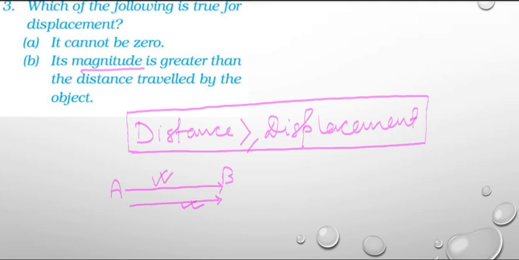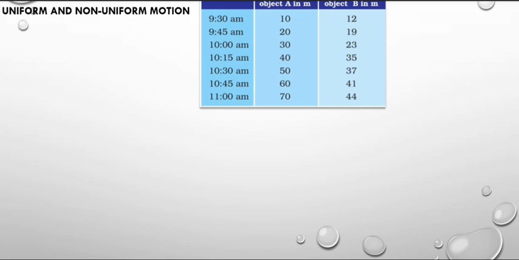And the magnitude of displacement can never be greater than distance. It can only be equal to distance or less than distance. Clear? So this is false. And if its magnitude is greater than the distance traveled, never. Okay, now let's move to the next part, that is uniform and non-uniform motion.